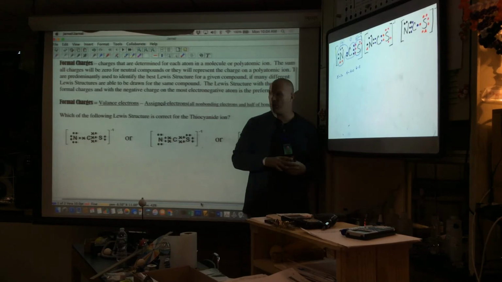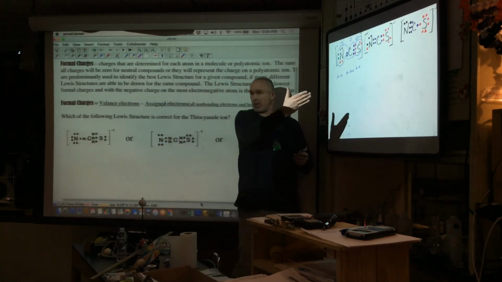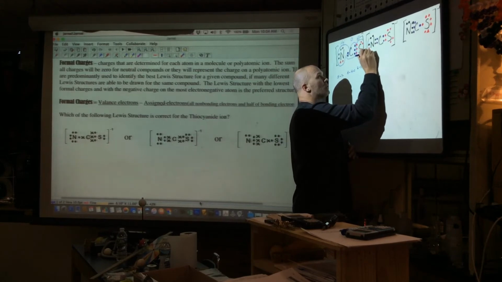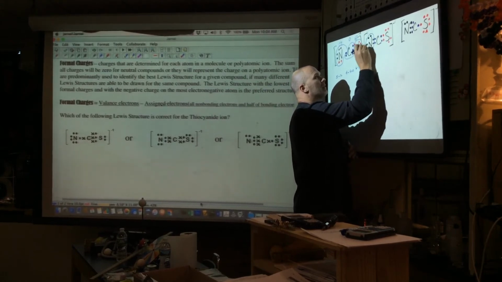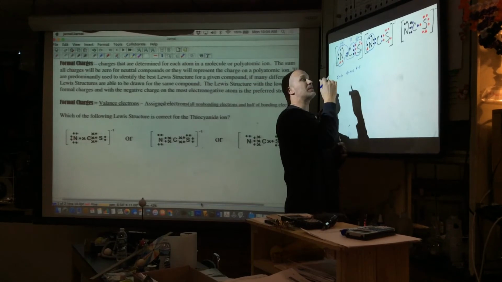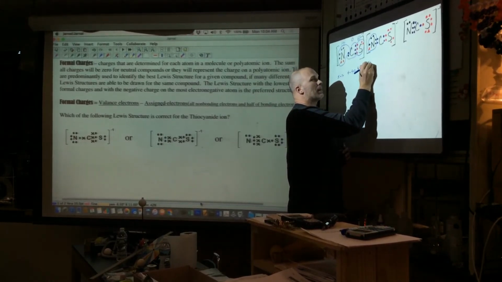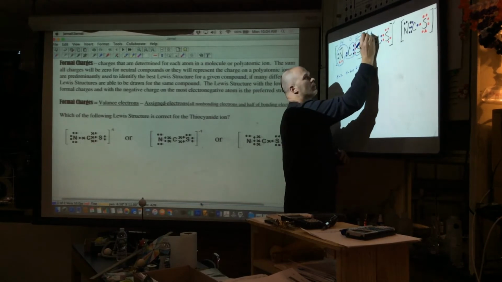Again, if you want to use the formula, you can. If you want to just see what the assigned are: for this N that I drew, all the lone pairs plus half of its bonding. That's what's assigned to this N, or at least what I assigned to make this work. So that's going to be 5 valence electrons minus 6. That's a negative 1.